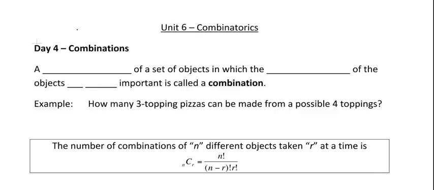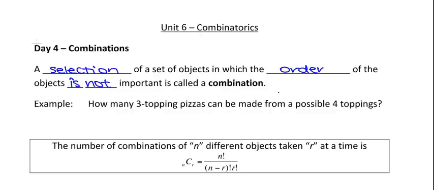So day 4 we will be doing combinations. Combinations are very closely related to permutations, but with one key difference, and that is that a combination is a selection of a set of objects in which the order of the objects is not important. This is called a combination.